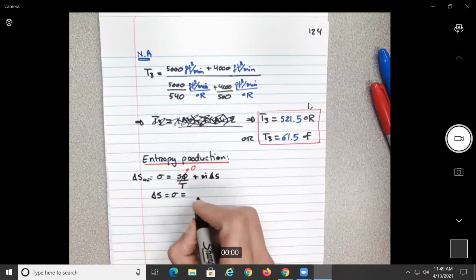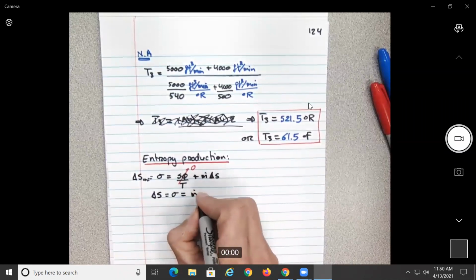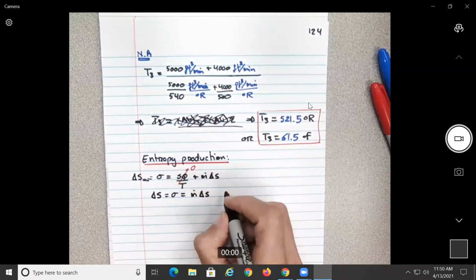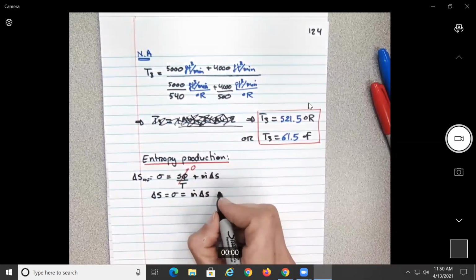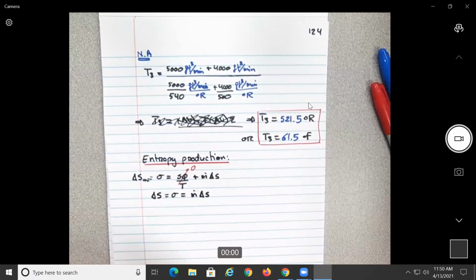So this should be equal to what? Should be equal to m dot delta S, and let's see what the delta S will be here.